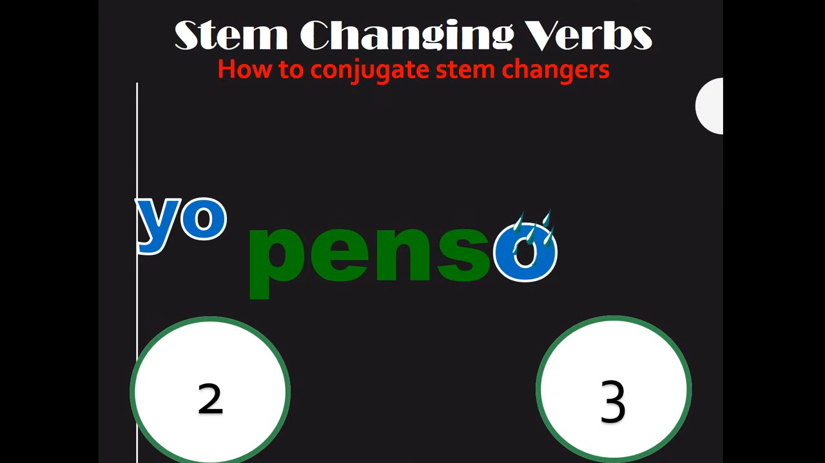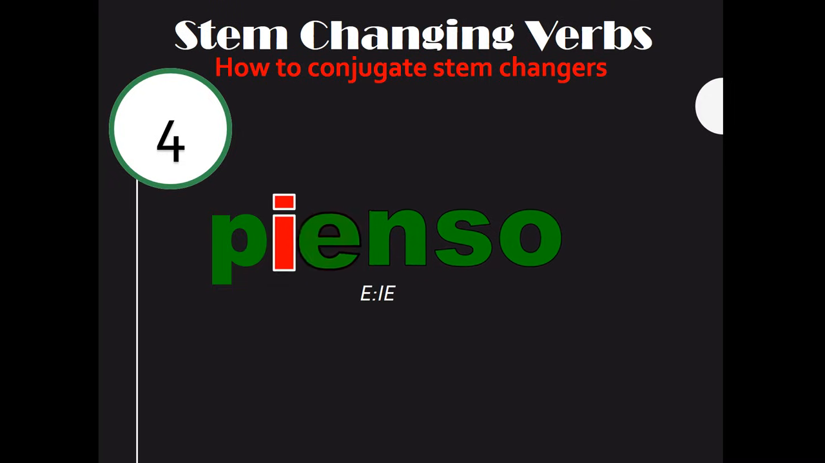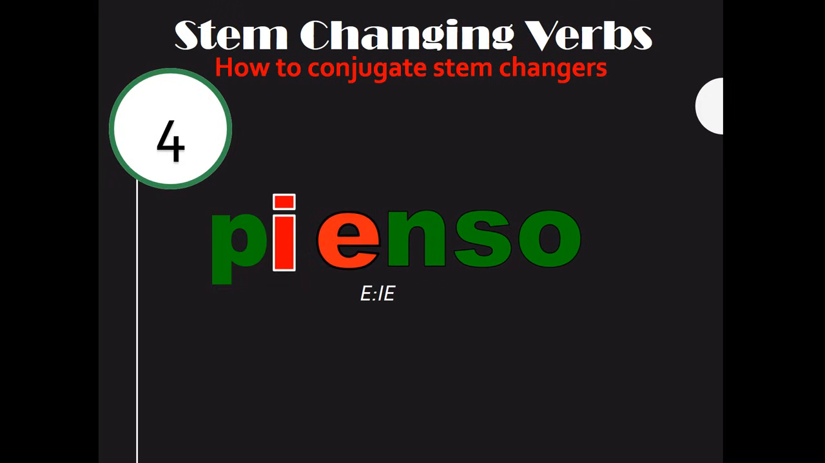And I'm sorry to tell you, there is no way to just look at a verb and know that it's a stem changer. The only way to do this is practice and memorize and use it. Really, if you start talking, you'll get the sense of what sounds right and what doesn't sound right. Penso sounds really bad. It should be pienso. So this is an E to an IE stem changer. Let's see what happens. There you go. We have pienso for I think.